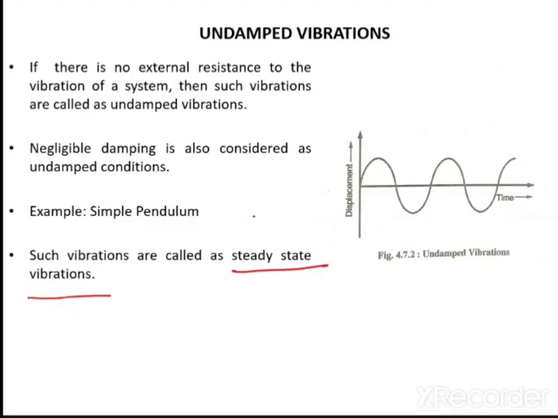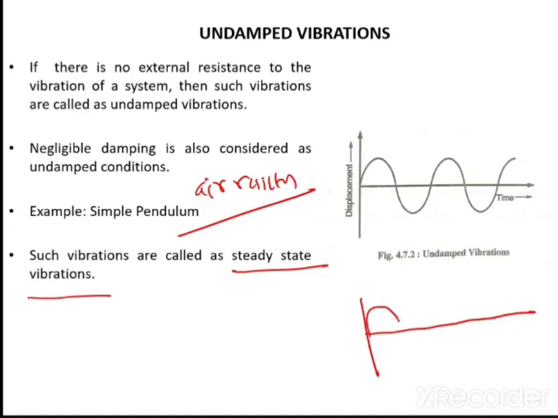Now this is happening theoretically. Practically, what will happen in this case? Practically, there is air resistance. Air resistance means there is some sort of negligible resistance. That is why this graph will become like this, and it will come to zero. Now, if you take an example of a simple pendulum, or a wall clock, when you have seen a pendulum, practically this graph will become like this.